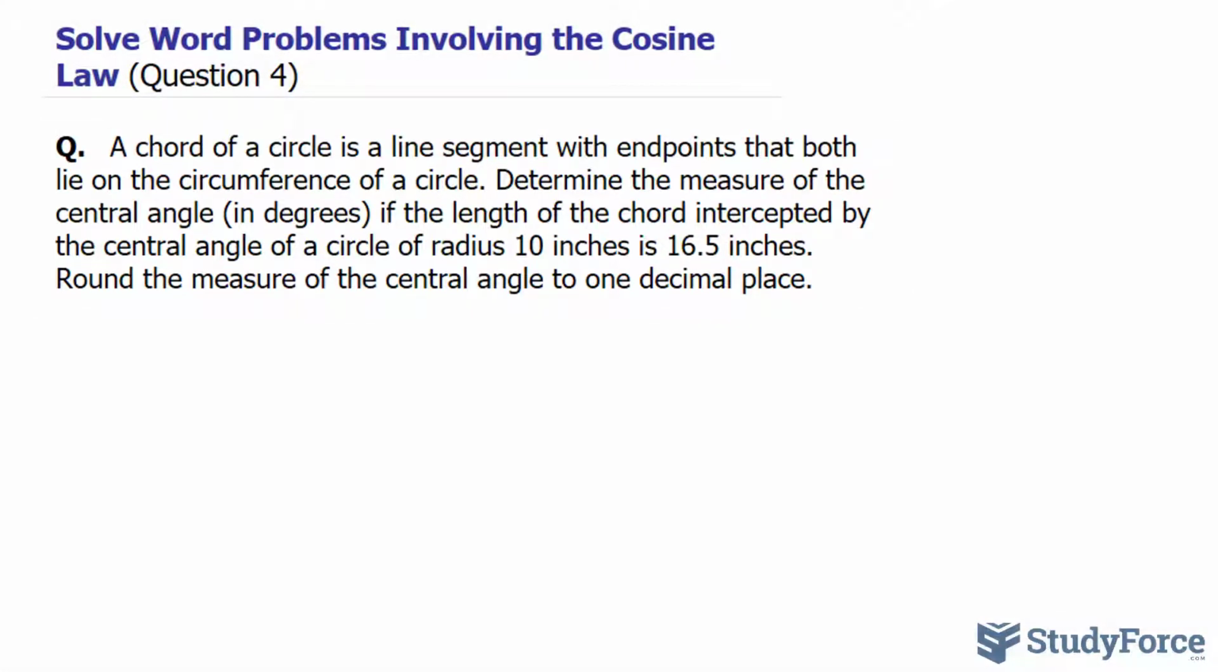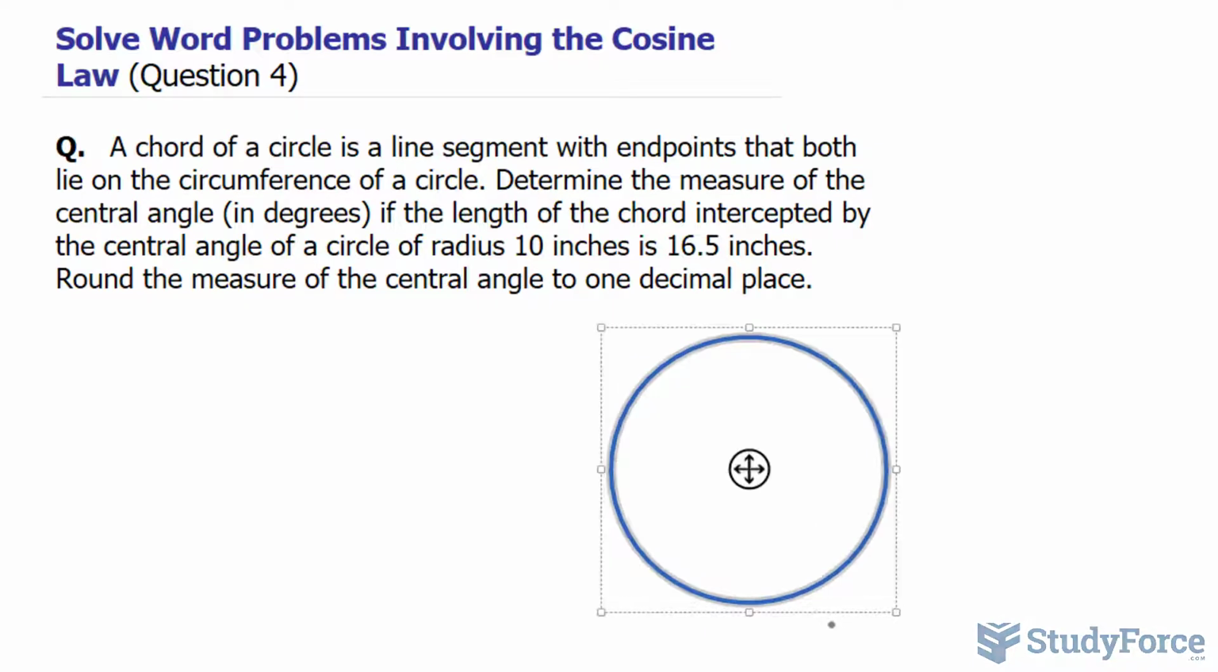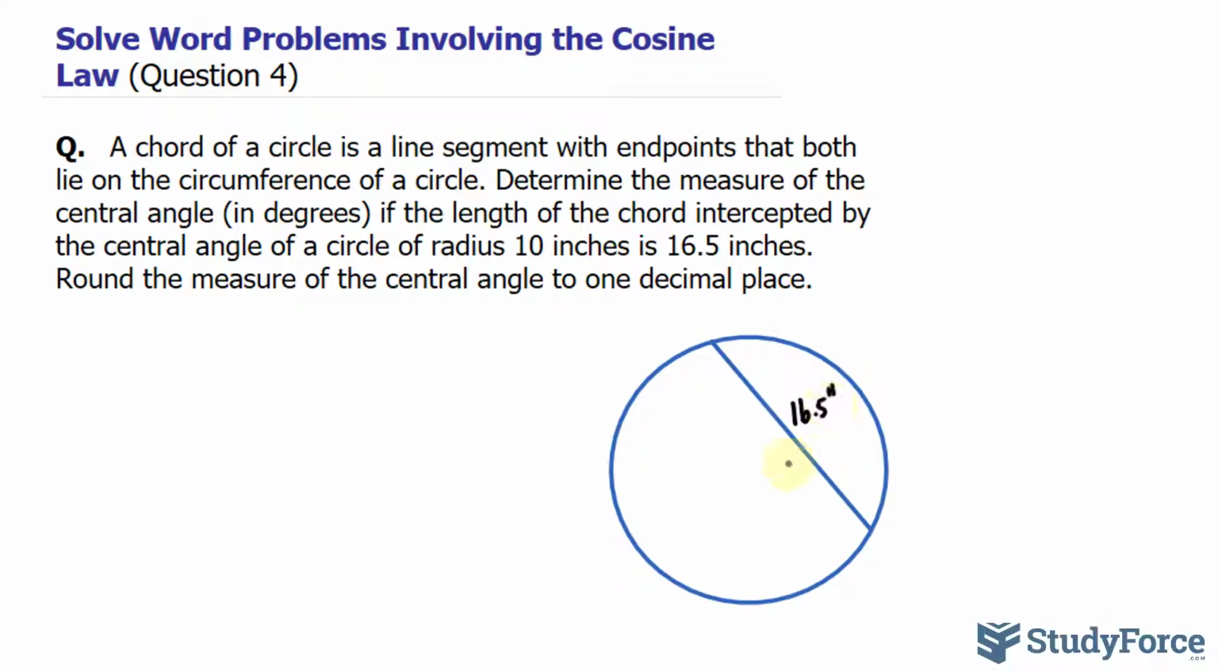So let's go ahead and illustrate what's happening. I'll start off with a circle. And we have a chord. Let's put that in there. A chord from here to here, let's say. According to the question, the distance from here to here is 16.5 inches. The center of the circle is right here.